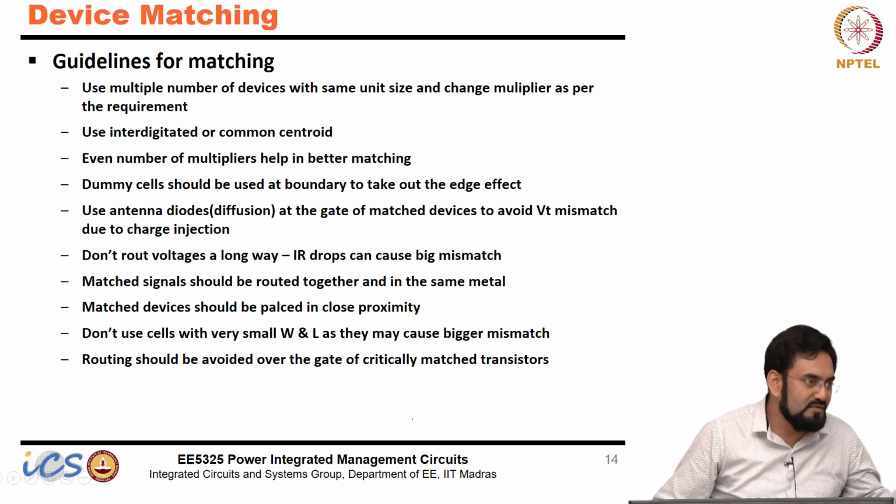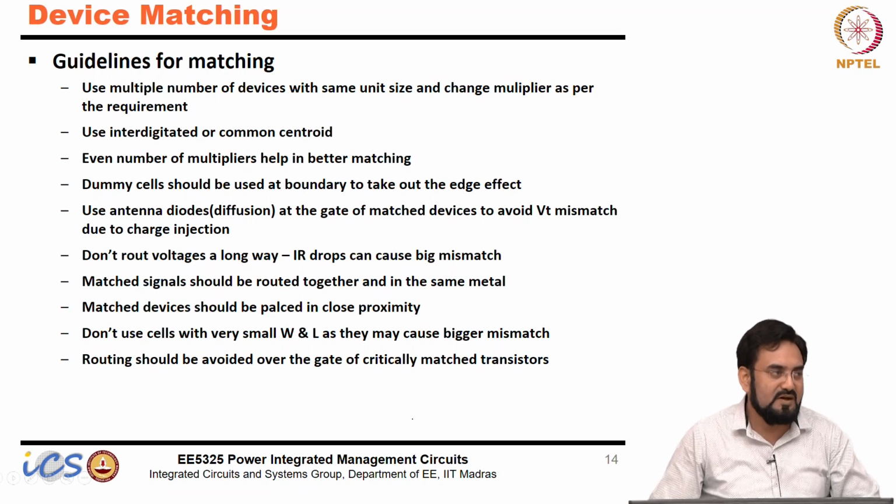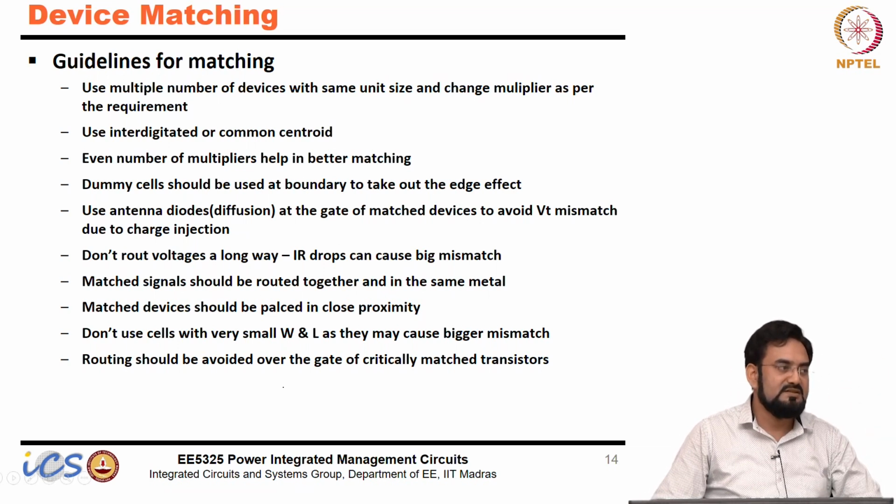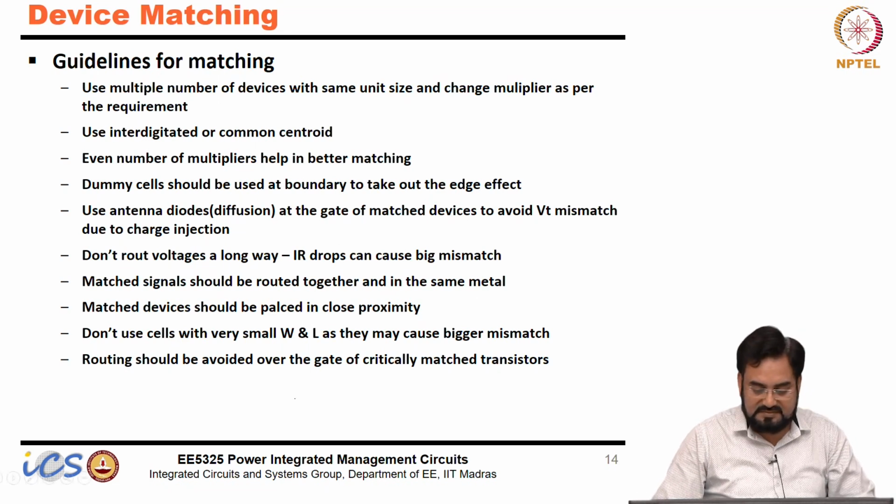Routing should be avoided over the gate of critically matched transistors. The reason is you don't want to stress the gate, so always try to avoid it, especially if it's carrying an AC signal. It may not be a problem with DC, but with AC it may load your signals and everything.